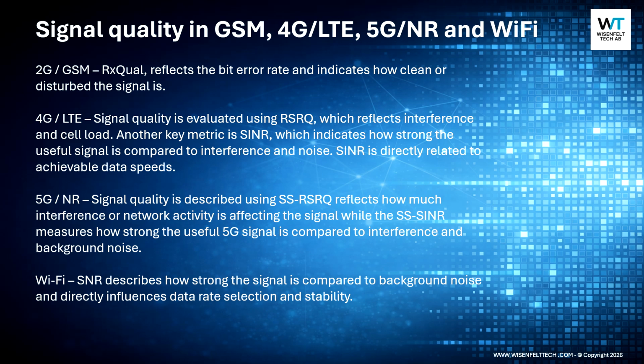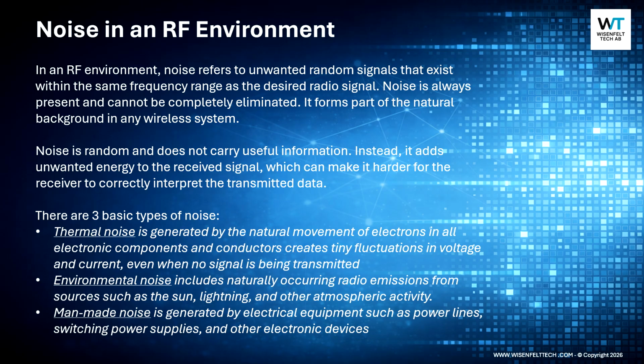In an RF environment, noise refers to unwanted random signals that exist within the same frequency range as the desired radio signal. Noise is always present and cannot be completely eliminated. It forms part of the natural background in any wireless system. Noise is random and does not carry useful information. Instead, it adds unwanted energy to the received signal, which can make it harder for the receiver to correctly interpret the transmitted data. There are three basic types of noise.